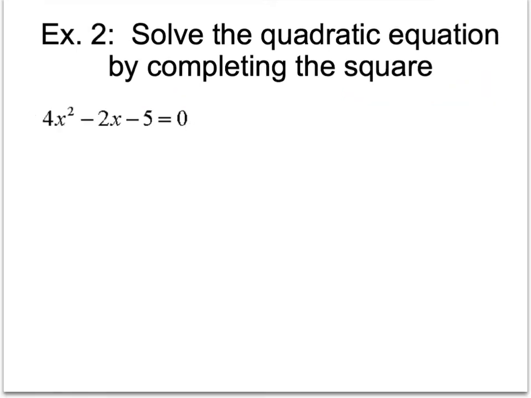Okay, this final example is slightly different because we're going to have to take care of this term with our x squared, the leading coefficient. We can't have that there to do the perfect square trinomial. But our first step is still going to be to remove the constant to the other side. And so we're going to add 5 to each side to do so. So I've added the 5 to the other side.